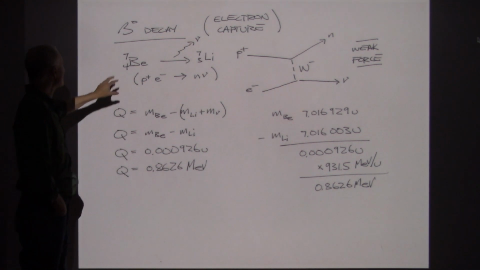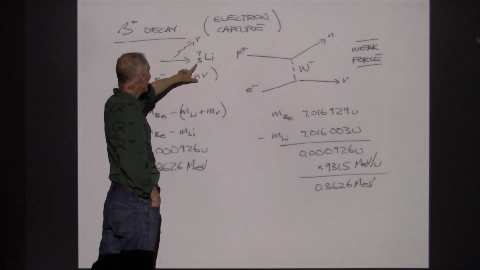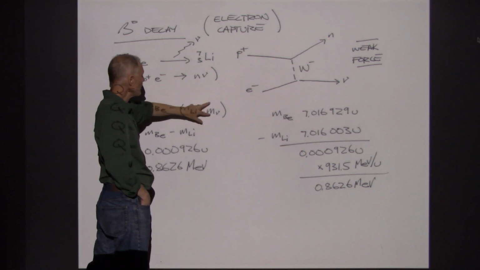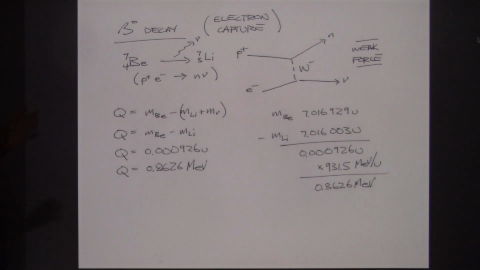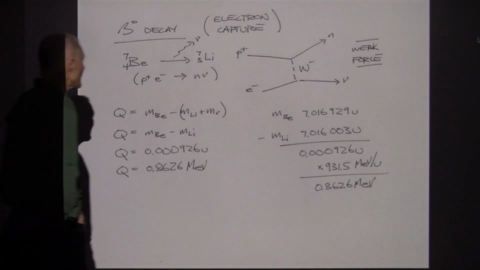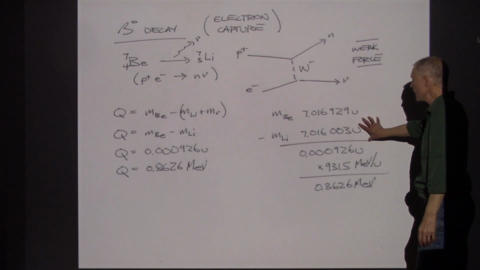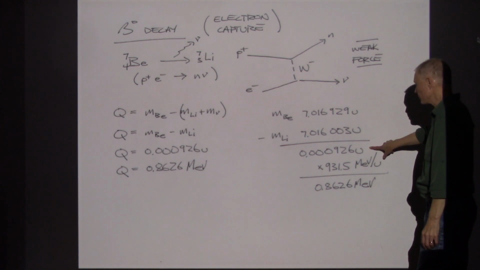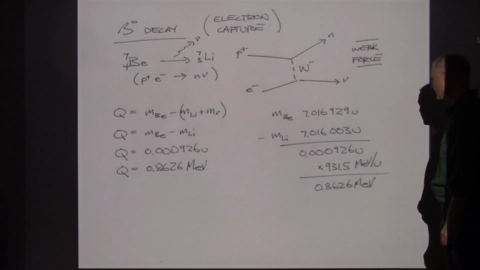So let's see what we're going to do in terms of Q. For Q this time, I'm going to take the mass of the beryllium, because that's what we start with. And when I look over here, I realize it's the mass of a neutral lithium. And then there's the mass of the neutrino, and I'm just going to ignore the mass of the neutrino. The neutrino mass is so small, I'm not going to worry about that. And so what I can do then is just take the mass of the beryllium, subtract the mass of the lithium, and we're done. And the difference in these numbers, 0.000926 atomic mass units times 931.5 leaves us with 0.8626.